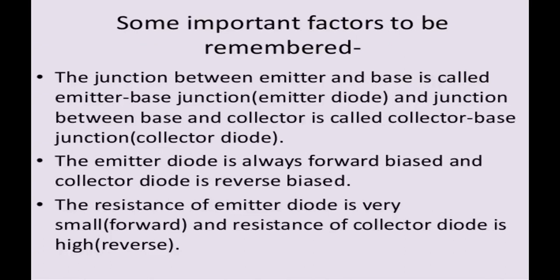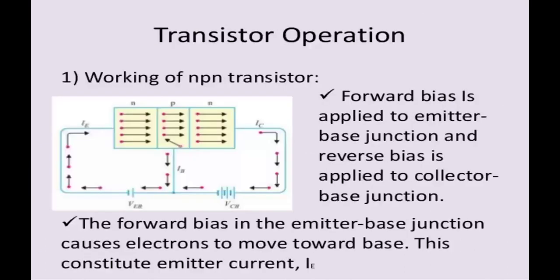The resistance of emitter diode is very small, because it's forward biased. The resistance of collector diode is high because it is reverse biased. These are the workings of PNP transistor. We see here this is the NPN transistor structure.